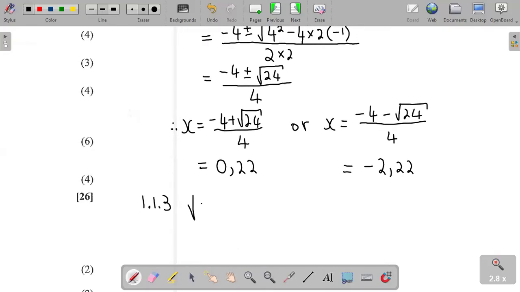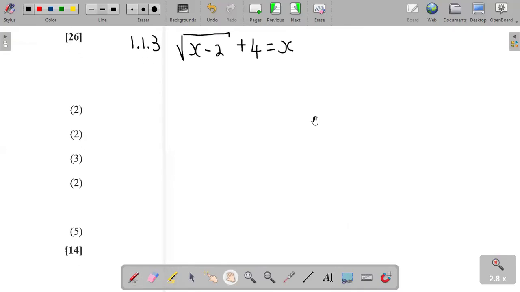Square root of x minus 2 plus 4 equals x. And then we can take 4 to the other side. Then we have square root of x minus 2 equals x minus 4.